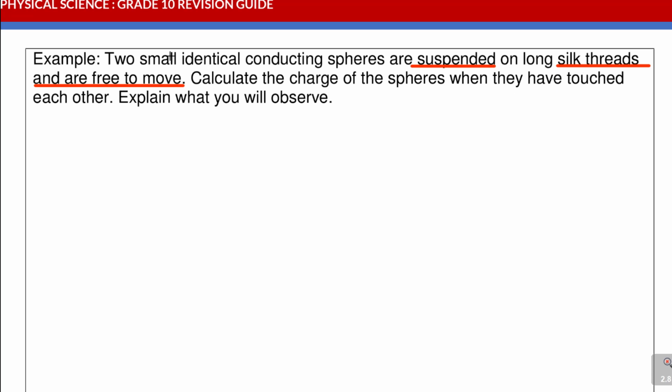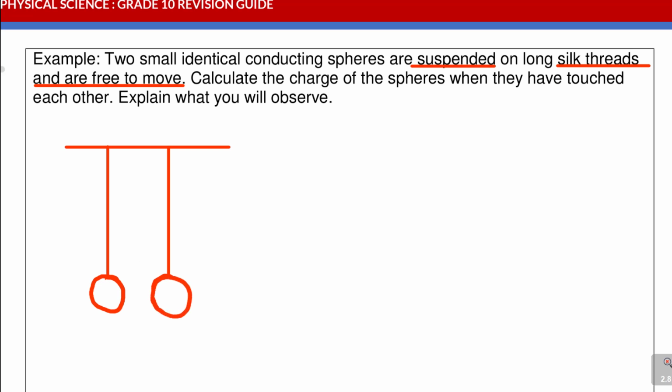It then says two small identical conducting spheres are suspended on a long silk thread and are free to move. Let's sketch that and see what it looks like. So you've got something like this. These are my silk threads. And then on these, you've got two spheres. They are saying they are free to move. So you've got that sphere and that sphere. And this is my ceiling here to show that I suspended this. So this is what we have. Let's call them A and B, right? And then they are free to move.